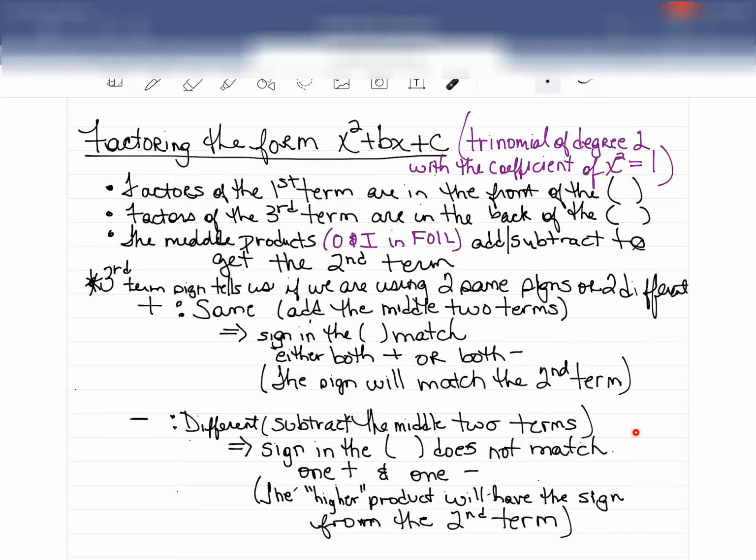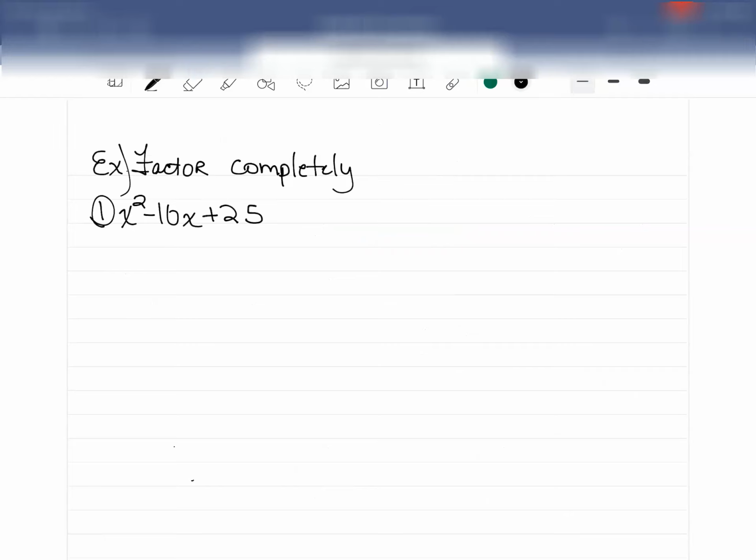Let's take care of an example. So the directions say to factor completely. That's because whenever we factor, we don't forget about what we learned originally. So first we learned how to factor out the GCF, so I always have to do that first. We learned factor by grouping second, but that's for 4 terms. This one is 3 terms. It's a trinomial, so factor by grouping doesn't apply.